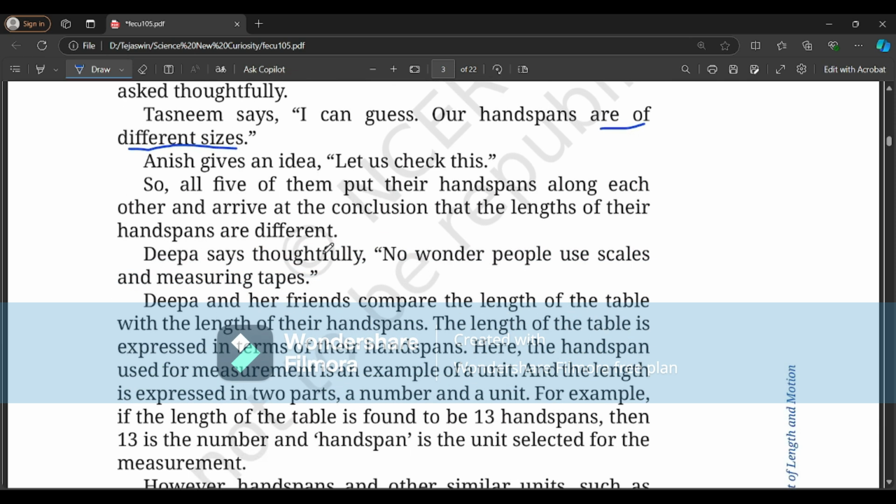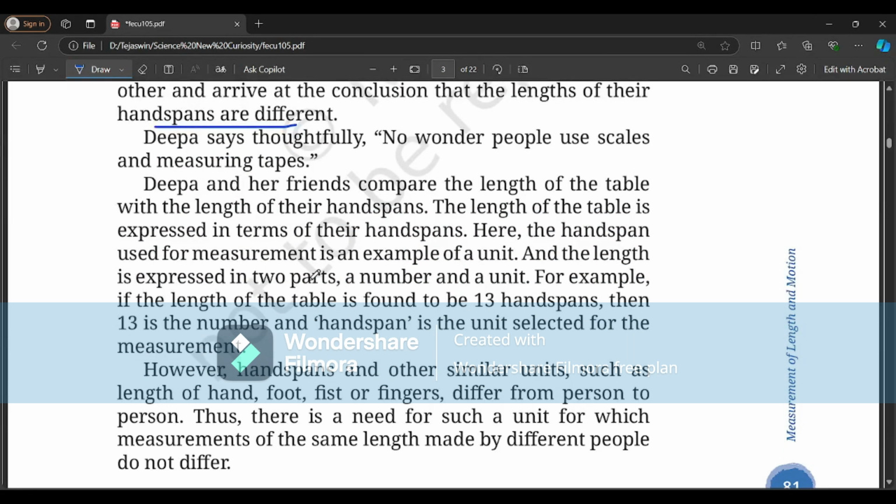So all five of them put their handspans along each other and arrive at the conclusion that the lengths of their handspans are different. Deepa says thoughtfully, no wonder people use scales and measuring tapes. That is why people use scales and measuring tapes, because measurement using body parts can be different for different people.